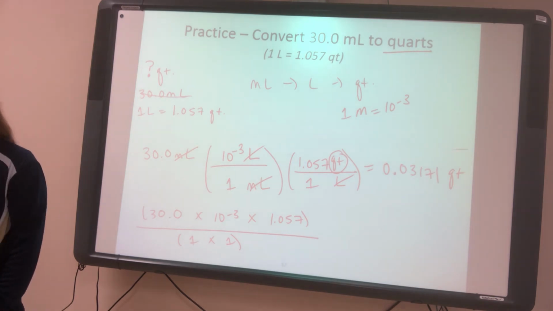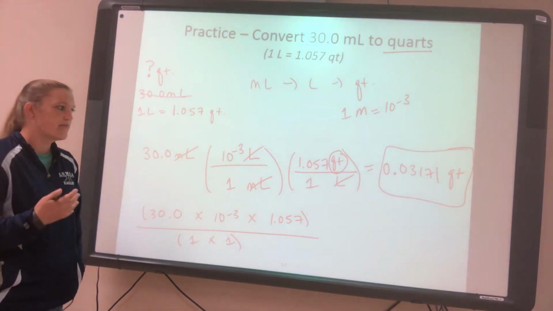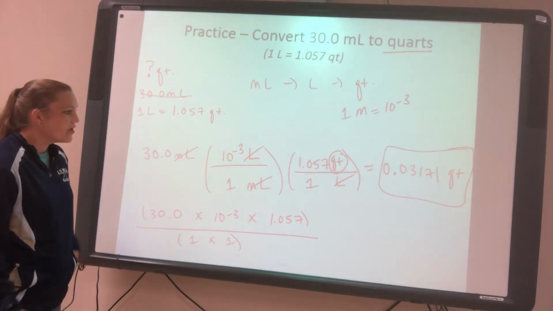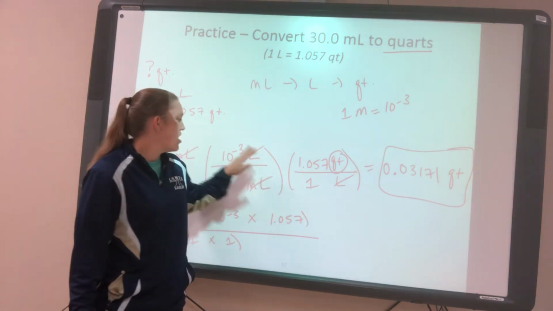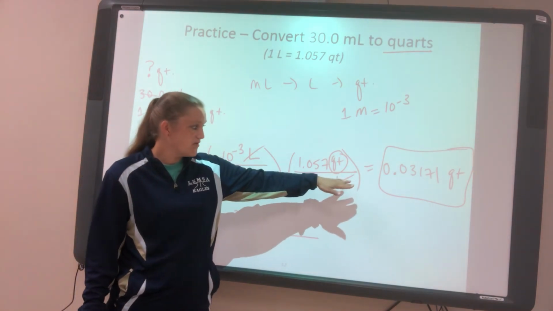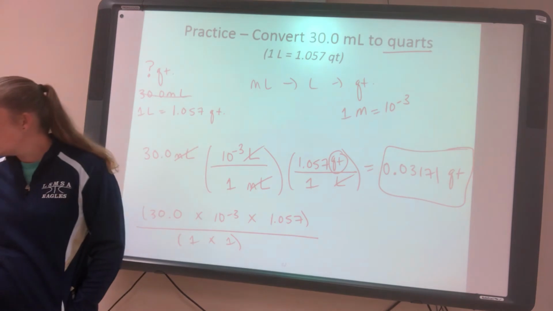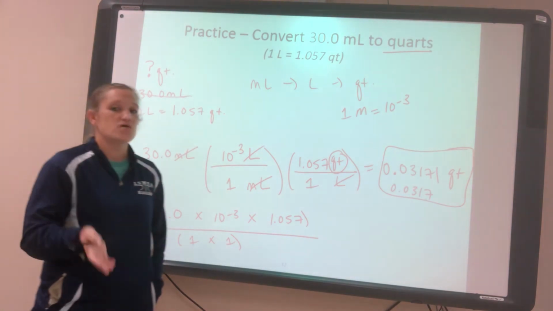Now, you might be asking yourself, well, what about sig figs? What about all that? Okay. Now, we can do sig figs. It's all multiplication, so this is 3. We don't use the 10 to the power, and then this is 4. So we should have 3 sig figs. So that would be 0.0317.